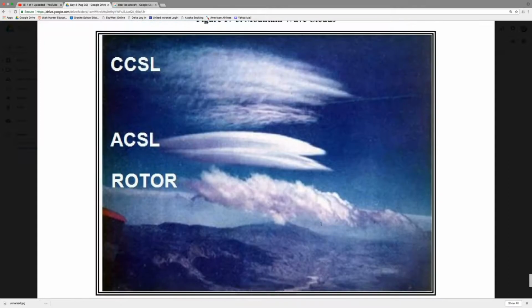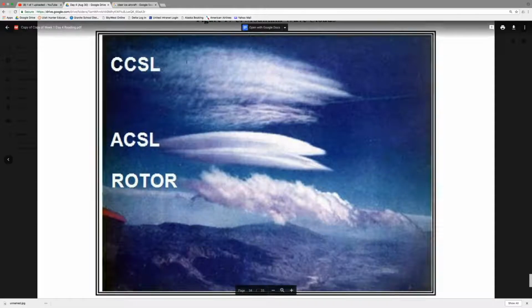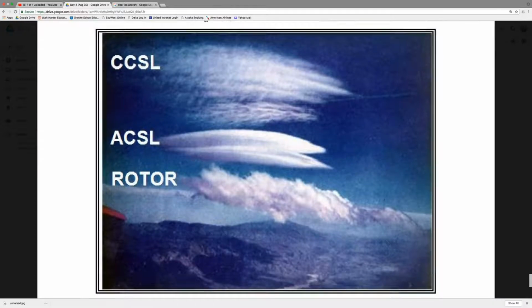There you go. There's the really choppy, nasty looking rotor cloud. Here's our altocumulus standing lenticulars. And at a higher altitude, we have our cirrocumulus standing lenticulars.